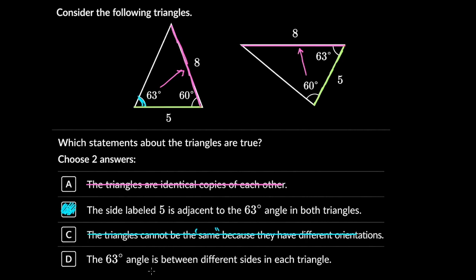The 63-degree angle is between different sides in each triangle. So here it's between 5 and whatever this side is. And it's not the 8 length. In fact, we know that this isn't going to be 8 here because this is a different angle here. I don't want to get too much into it, but we know this isn't an isosceles triangle because we have different angles here. And then we can even calculate this angle. This angle is going to be 57 degrees over here, 57 degrees over here.